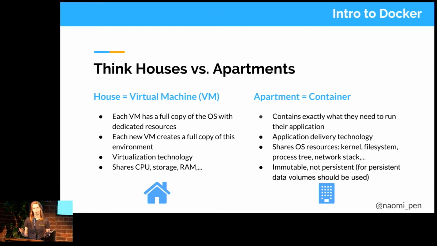A virtual machine has a full copy of an operating system in it, along with dedicated resources like its own kernel and its own file system and things like that. And each new virtual machine takes an entire copy of that, leading to a lot of potential duplication. Containers, on the other hand, really only package exactly what they need.